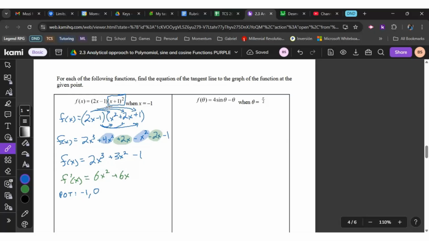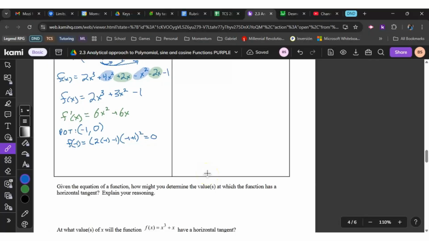Okay? All I did is I did f of -1, which is 0. Why? Because it's 2 times -1 minus 1 times -1 plus 1 squared. And since this is 0, everything else is 0. As soon as you multiply by 0, it's all 0. Okay? So that's why I got the point -1, 0.